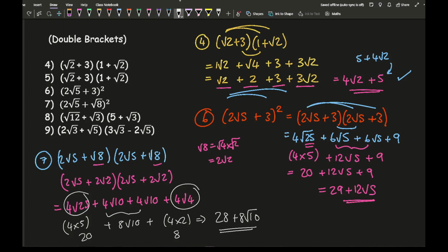Then looking at question 8, so let's just create a bit of space.